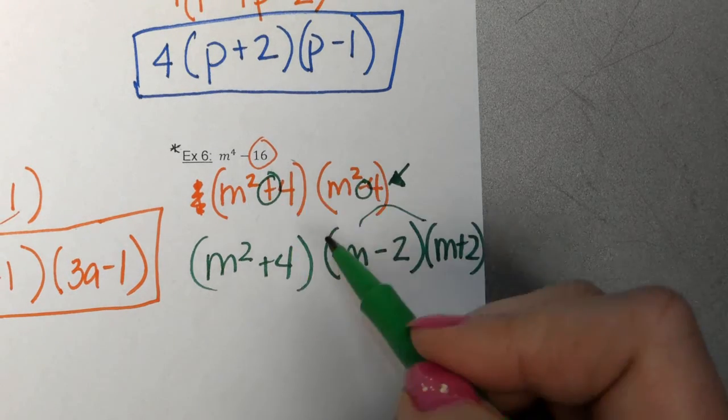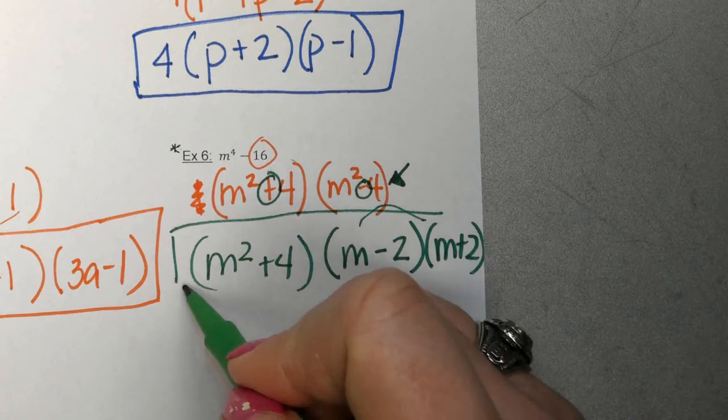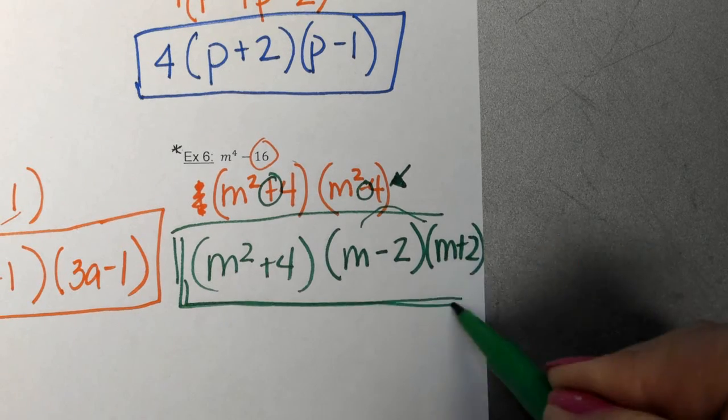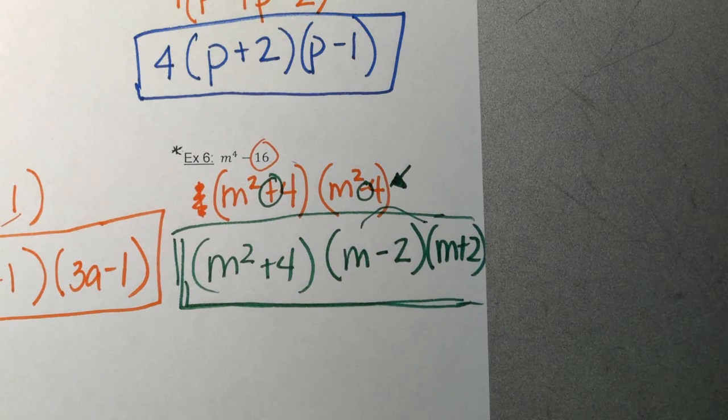So for your final answer, you just need to make sure there are no more differences of squares or GCFs left that you can factor out. And that's how you do that. We just factored completely. We put everything we learned this whole week together, and we did awesome.